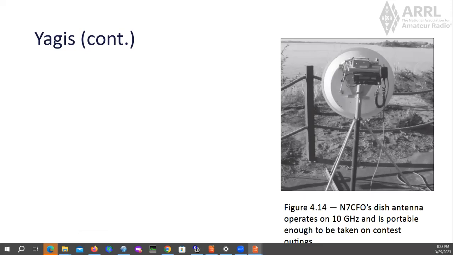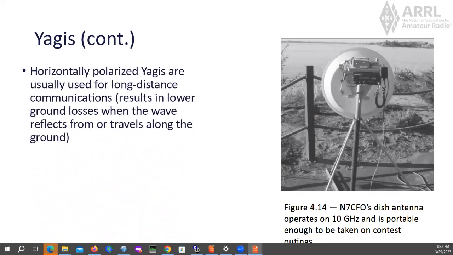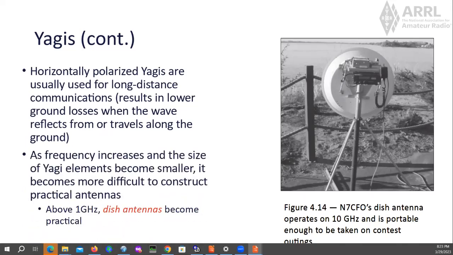All right, Yagis continue. Horizontally polarized Yagis are usually used for long distance communications. This results in lower ground losses when the wave reflects from or travels along the ground. As frequency increases and the size of Yagi elements becomes smaller, it becomes more difficult to construct practical antennas. Above 1 gigahertz, dish antennas become practical.